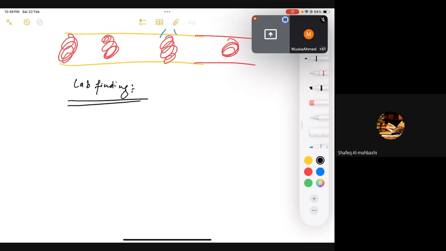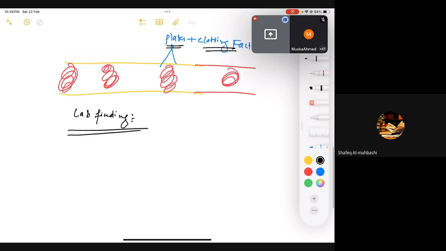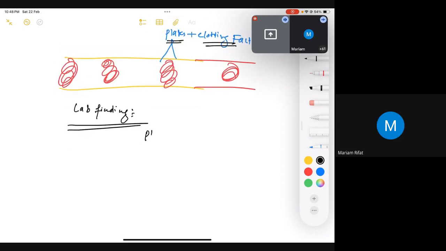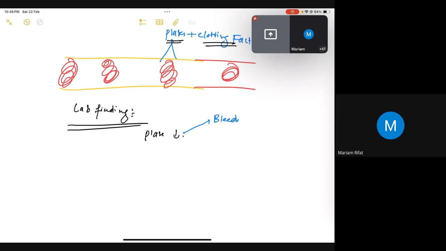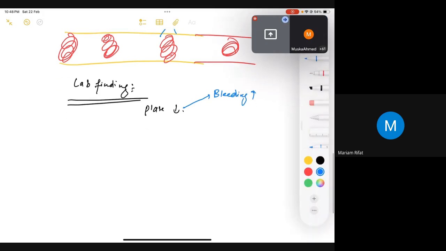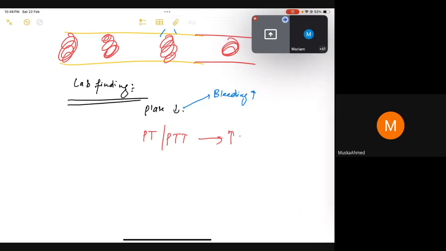Can you tell me what will happen to the platelet count if I'm consuming a lot of platelets? It will be low. If the platelets are low, how do we look at the activity of platelets? We go for the bleeding time. What would happen to the bleeding time? Increased. If we have exaggerated activation of the coagulation pathways, both extrinsic and intrinsic, how do we assess their activity? We look at PT and aPTT. What would happen? Both would be prolonged.